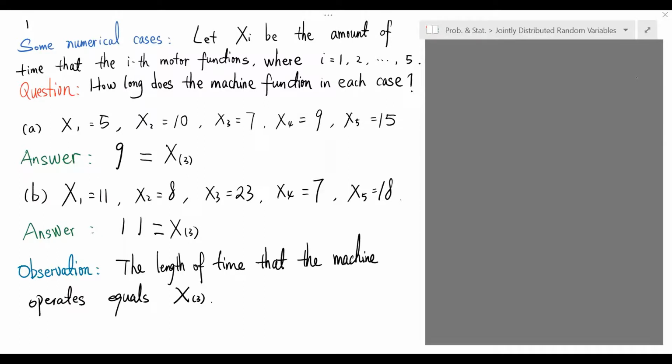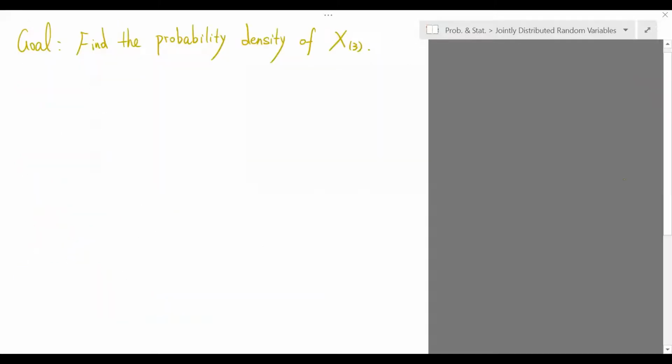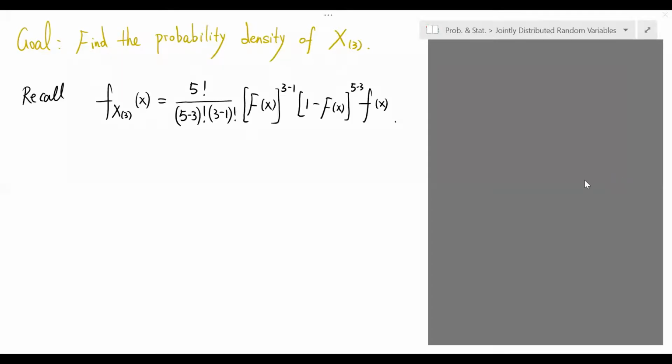If we contemplate our findings, it's easy to come to the following conclusion. The length of time that the machine operates equals the third order statistic. Now, our goal has been transformed to finding the probability density of the third order statistic. Let's recall the formula for the probability density of the third order statistic. If you'd like to review the derivation of this formula, you could refer to one of the previous videos. I will put the link in the description.